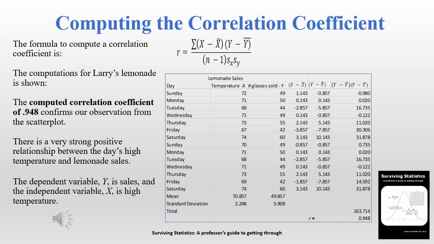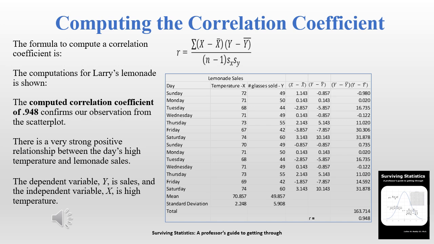Here we see the formula to compute the correlation coefficient. It's not that difficult. We simply take the sum of X minus X bar multiplied by Y minus Y bar, the means for both X and Y. We divide that by n minus 1 multiplied by the standard deviations of both X and Y. Remember, X in this case is the temperature, the independent variable. Y is the number of glasses of lemonade sold. That is the dependent variable, and we're trying to determine the correlation.